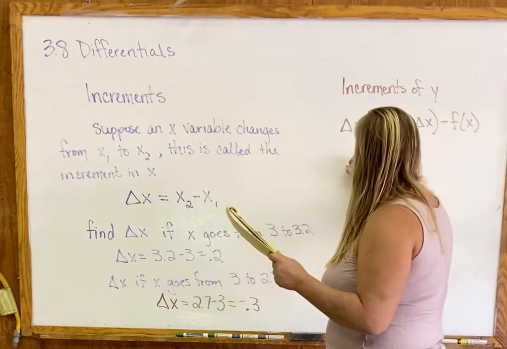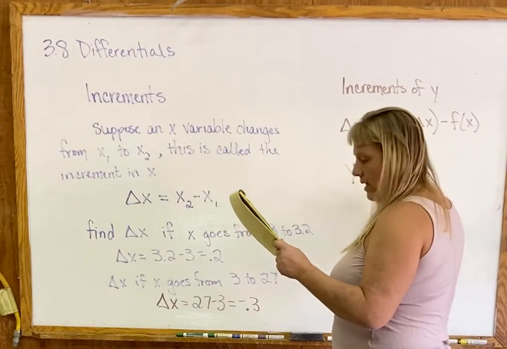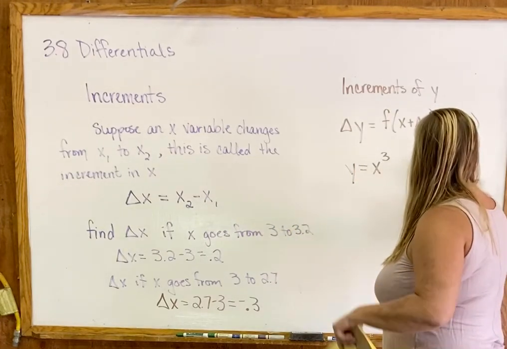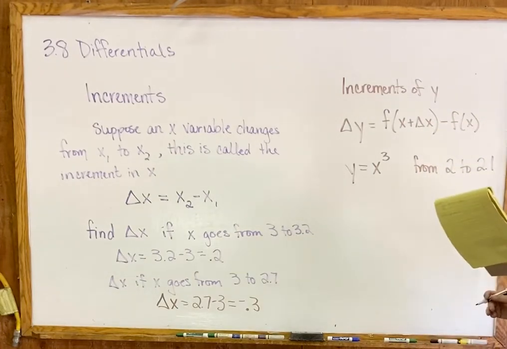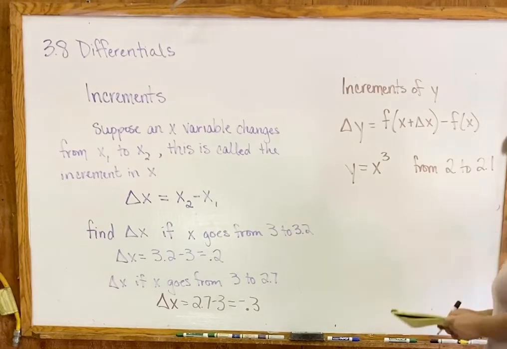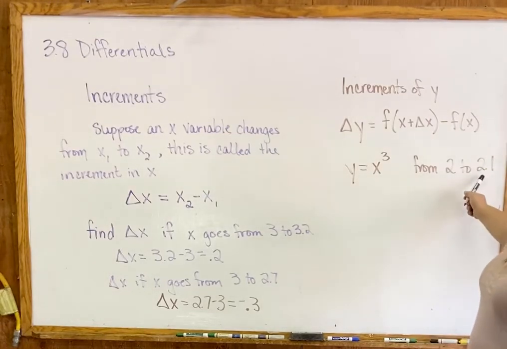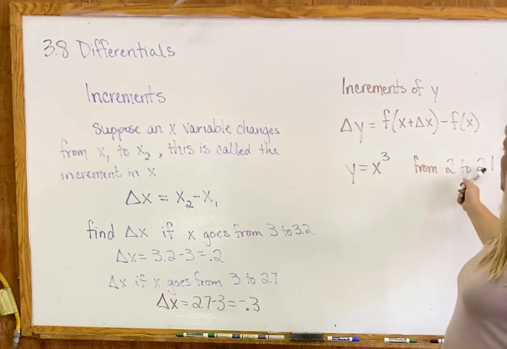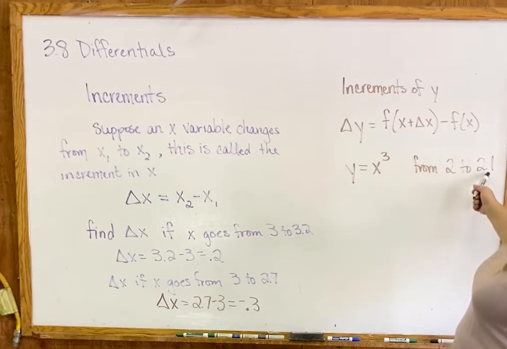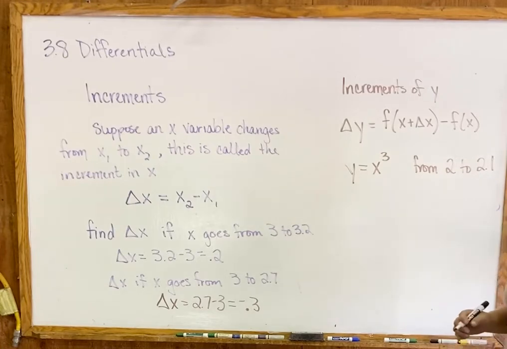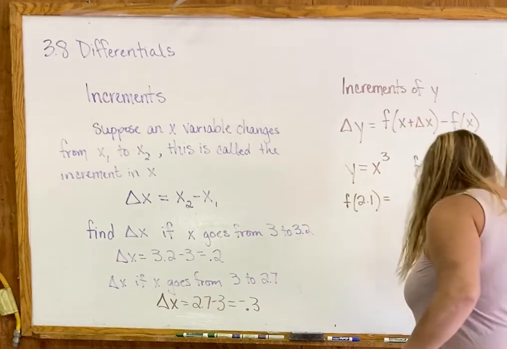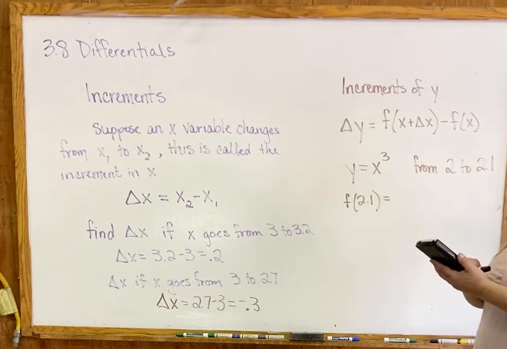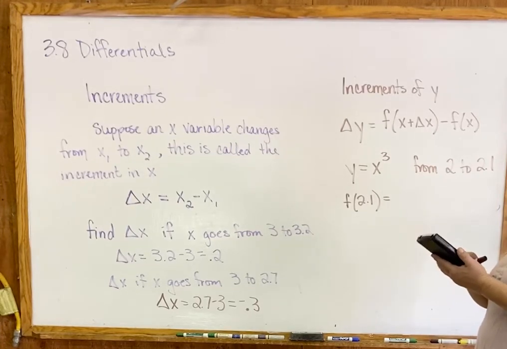Let's say that we had y is equal to x cubed, and we want the increment from 2 to 2.1. What it wants us to do is find what the function is at 2.1, that's this guy, and then subtract what we get when we put in 2. So we're going to find f of 2.1, and that one I will use my calculator for. So 2.1 cubed.